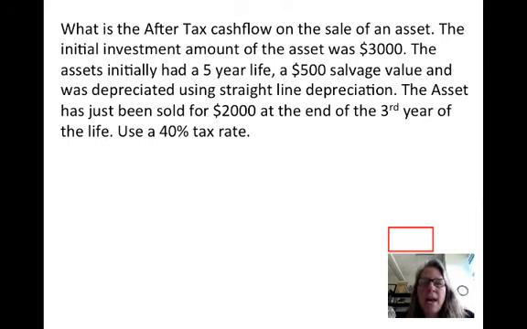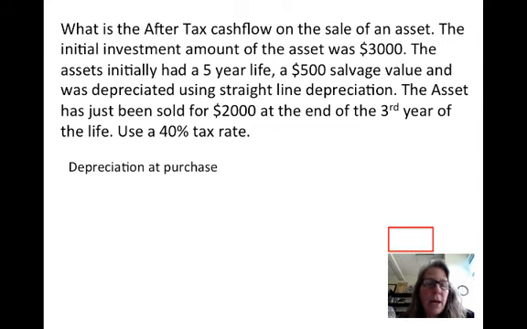So let's look at an example. What is the after-tax cash flow on the sale of an asset? The initial investment amount was $3,000, and the asset initially had a 5-year life and a $500 salvage value, and it was depreciated using straight line depreciation. So that whole first two sentences is about initially when we bought the asset, we thought we were going to have it for 5 years. But we sold it at the end of the 3rd year. So we want to know what was the cash from that sale.